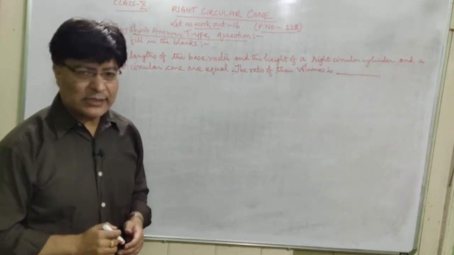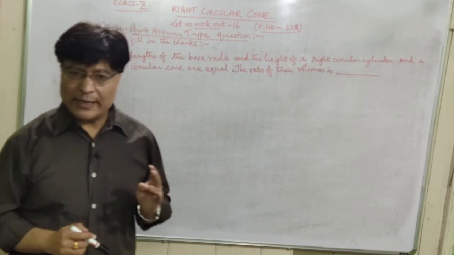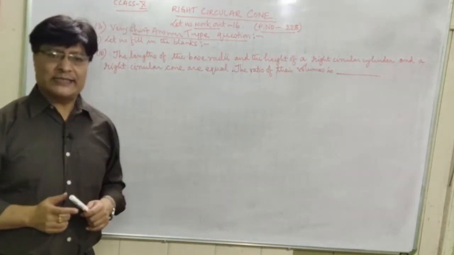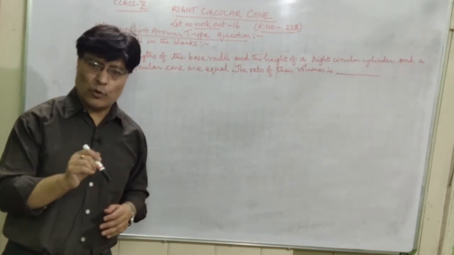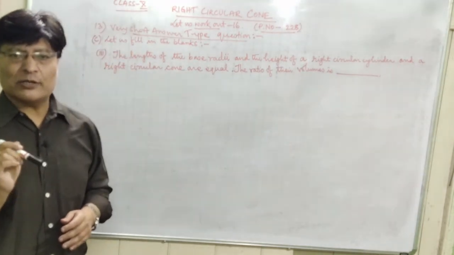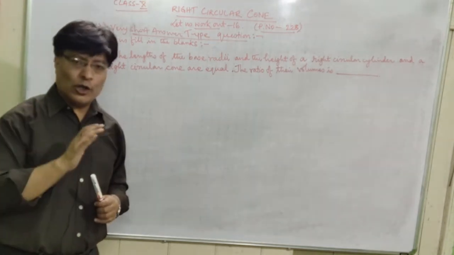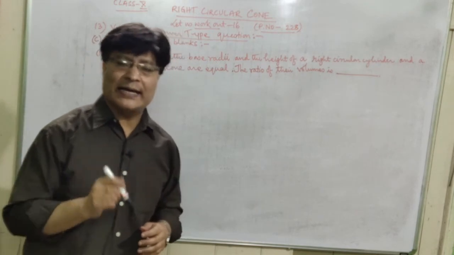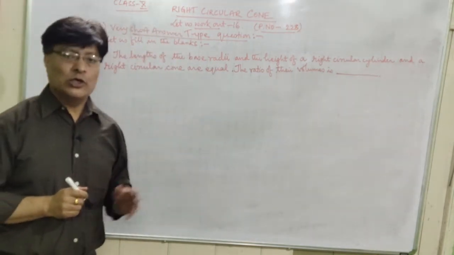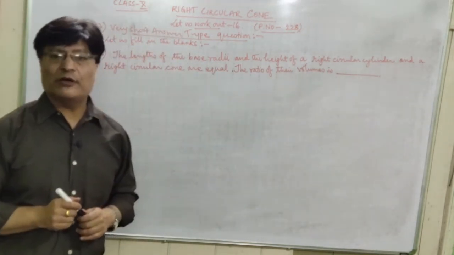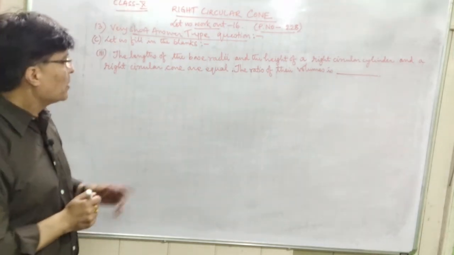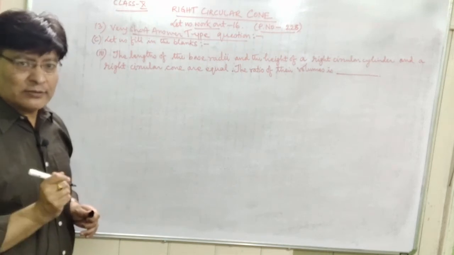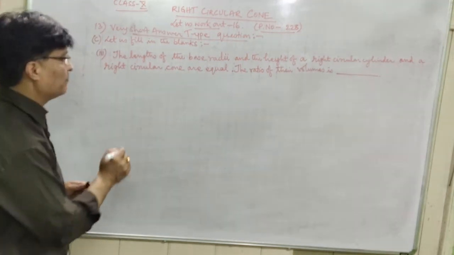So in this case, a right circular cylinder and a right circular cone are given. So their base radii are the same. That is, the radius of the base of the cone is equal to the radius of the base of the right circular cylinder. Also their heights are the same. That is, the height of the cone is equal to the height of the right circular cylinder. So you have to find out the ratio of their volumes. Is that clear? Now first of all, here the cylinder is given.